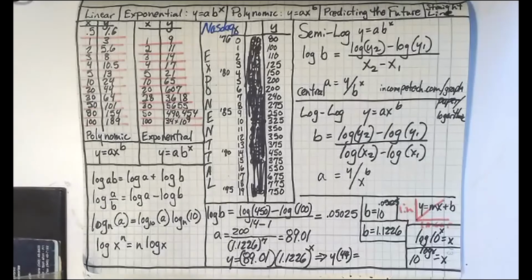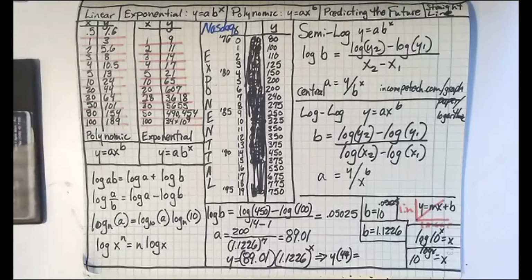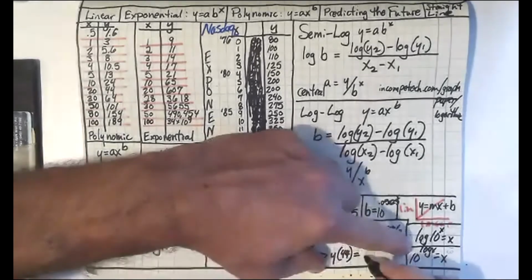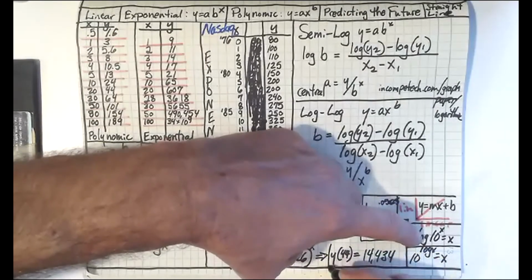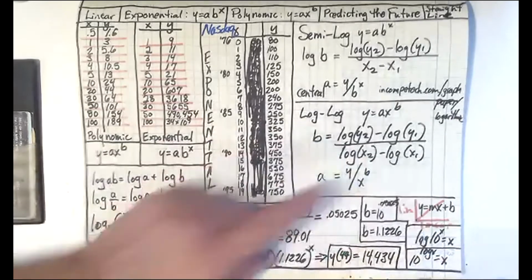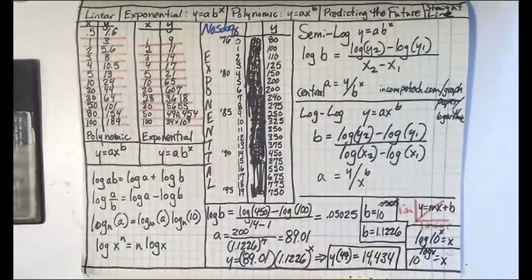1.1226, that's my bias. That's my disclaimer. x to the y, 44, times 89.01 says 14,434. 14,434. That's what the NASDAQ should be right now. And in fact, we're not all that far off from that with all the bumpy road and everything that we've been on for the past several years, are we?